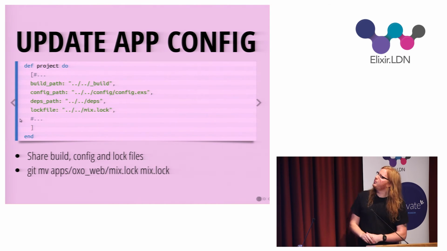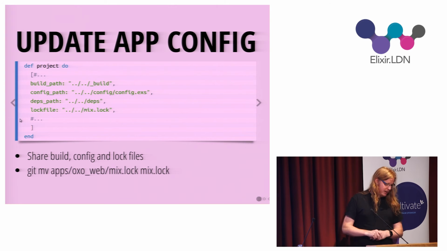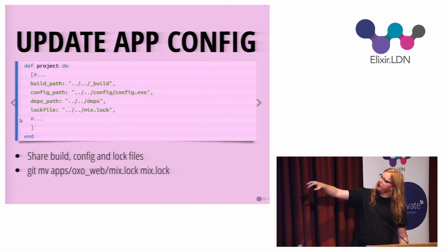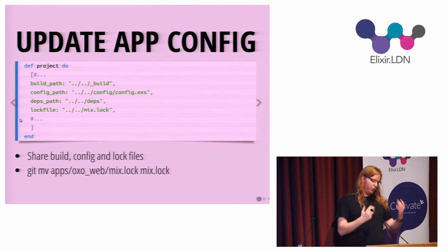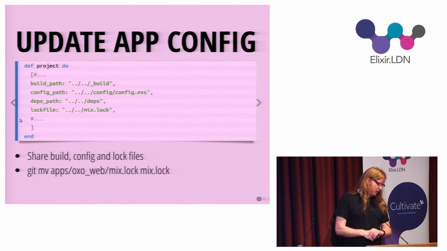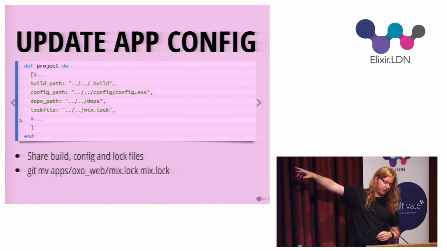So we need to update the app config as well. We're now in umbrella mode, so we need to tell our app, hey, you're in umbrella mode. And it's pretty easy. There's just a few things you need to modify to make it work. So build, deps, and lock file are all so you can use the root level ones, so they're shared between all the applications. And this will speed up your compilation time, so you don't have a build and a deps directory per application. And as of Elixir 1.2, we can now share the config as well.